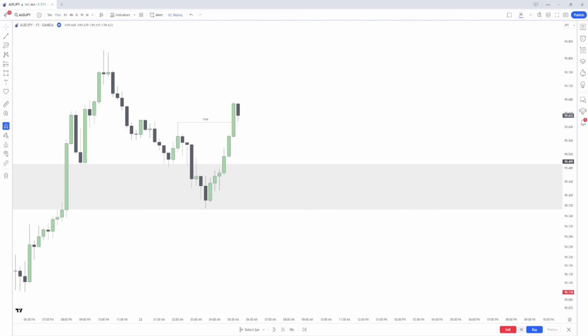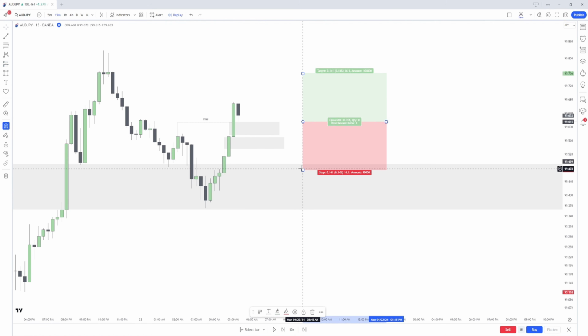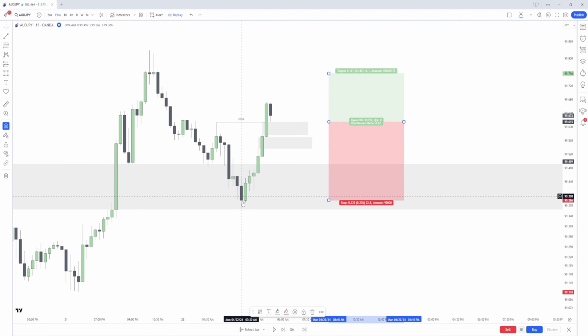You can enter off one of these fair value gaps and then risk the low. If this is a true change in the state of delivery here and we're heading higher off that 4-hour PD array, that low should remain intact, and then you just want to target 2R within that range.